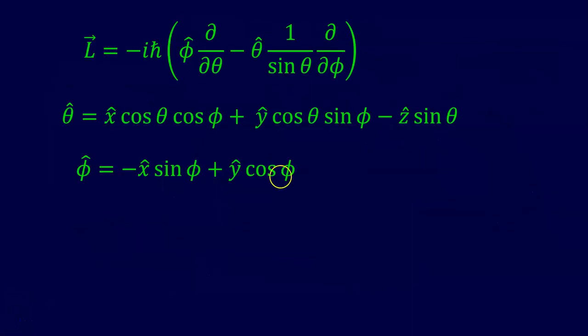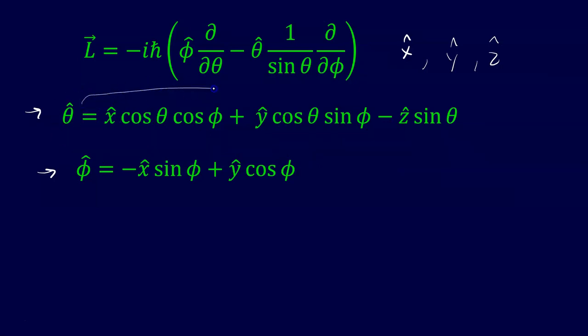Now it's going to be more convenient for us to write this in terms of our Cartesian unit vectors, because we're going to be interested in the angular momentum in the x, the y, and the z direction. And so we go back to these definitions. Again, if you go back to my video on spherical coordinates, we describe this. This is how you can write the spherical coordinates in terms of the Cartesian coordinates.